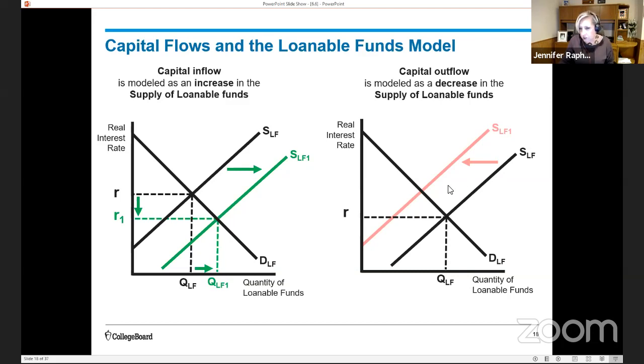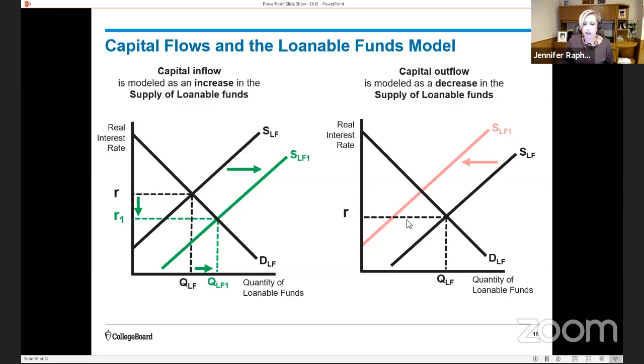And remember, we're shifting this curve to the left. Kids often want to think about a decrease in supply as a shift up of the curve. But when supply is going up, it's actually shifting to the right, which looks like it's going down. So I like to tell my students that supply and demand increase and decrease, curves shift left and right. So we model a decrease in the supply of loanable funds as a shift of the curve to the left.